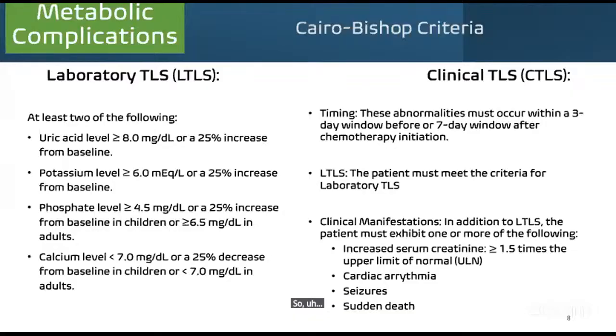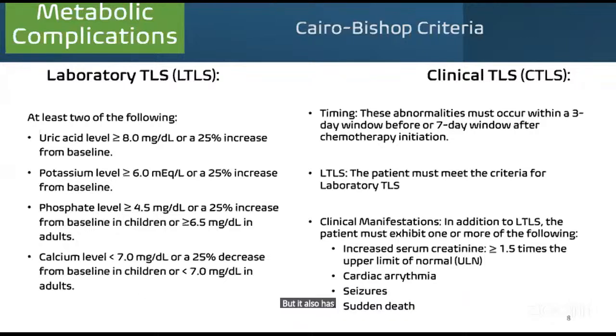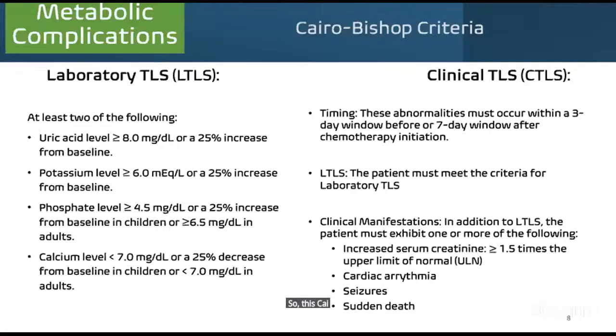How do we diagnose this? TLS can be diagnosed using laboratory diagnostics that measure potassium, phosphate, and uric acid, but it also has clinical criteria. So we have two wings, laboratory and clinical. The Cairo-Bishop grading system diagnoses laboratory TLS according to the level of uric acid, potassium, phosphorus, calcium, and the timing of these abnormalities.